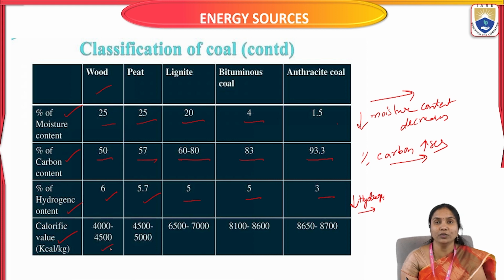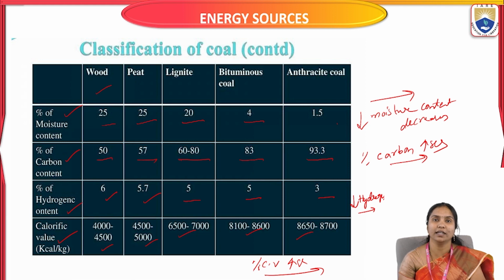Wood has a calorific value of 4,000 to 4,500. Peat liberates 4,500 to 5,000 kilocalories of heat energy. Lignite produces 6,500 to 7,000 calorific value. Bituminous coal produces 8,100 to 8,600, and anthracite coal has a calorific value of 8,650 to 8,700. So what we observe from wood to coal is that the calorific value increases.